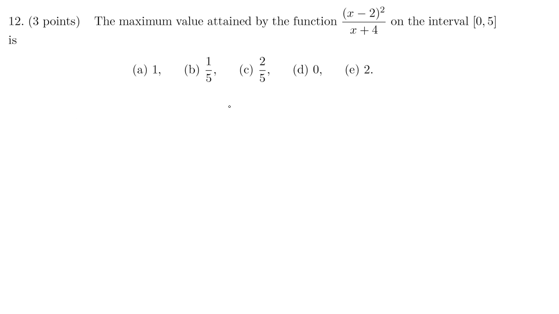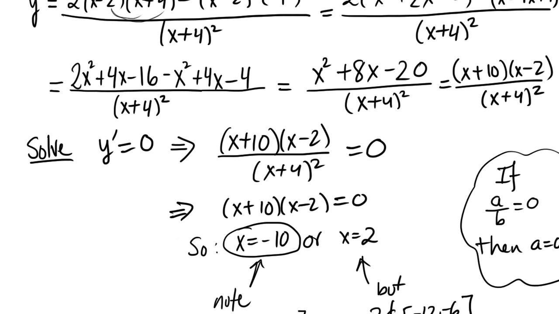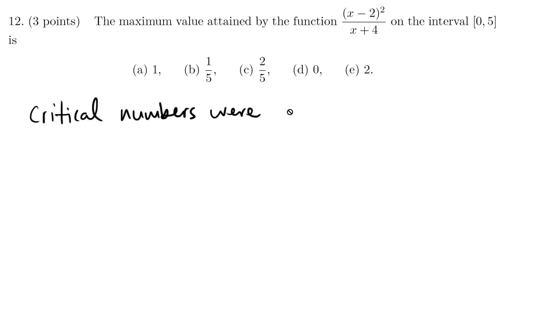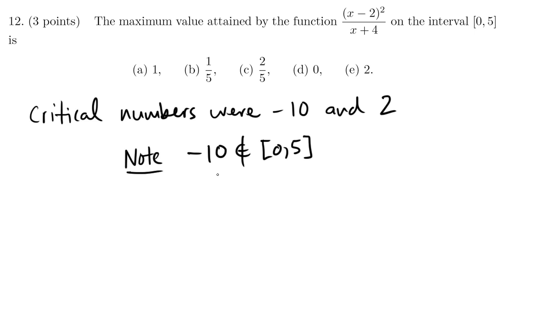So let's take it from there. The critical numbers. By the way, of course I'm using the previous question, because it's the same function. Negative 10 and 2. Last time, we had to omit 2 because it didn't lie in the interval we were considering. This time, it's actually going to be the opposite. Notice that negative 10 this time does not lie in the interval we're considering, but 2 does lie in that interval.